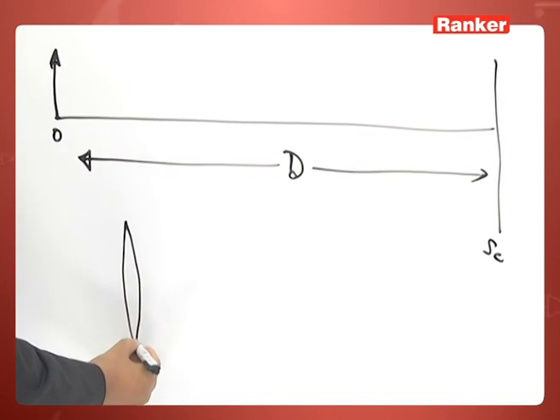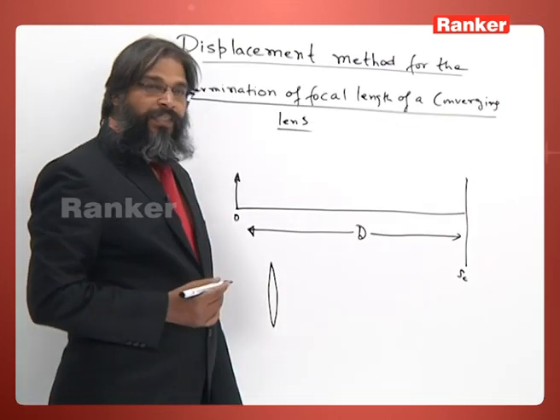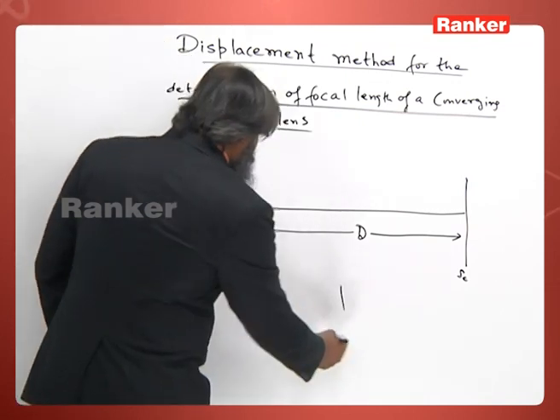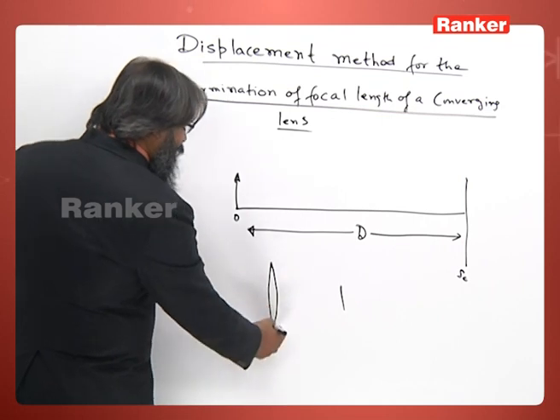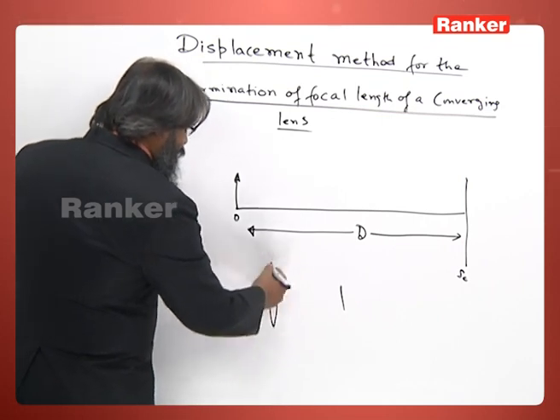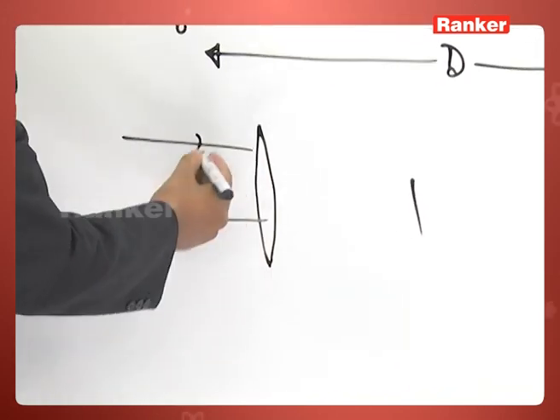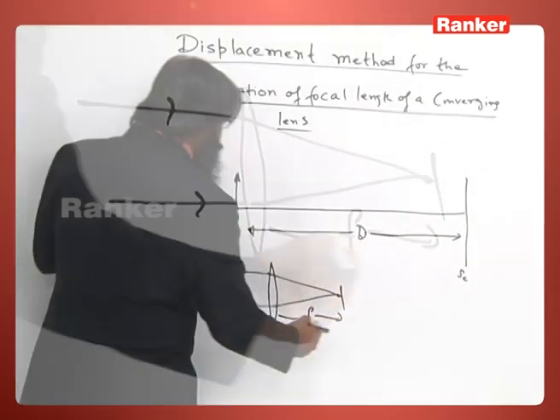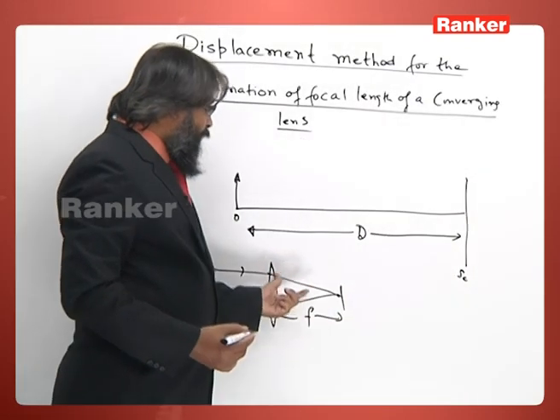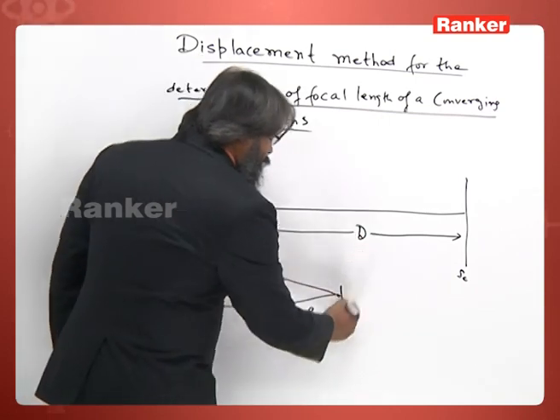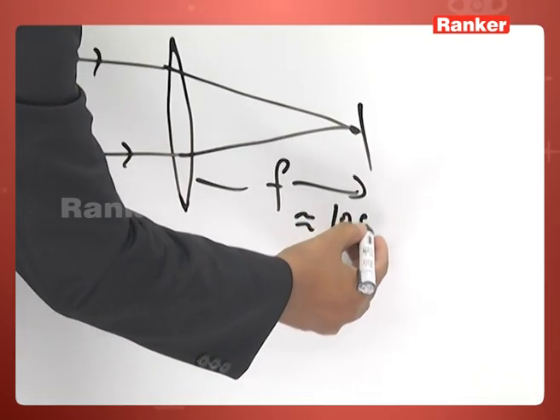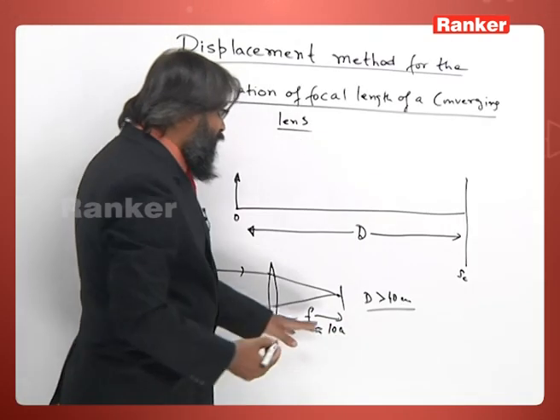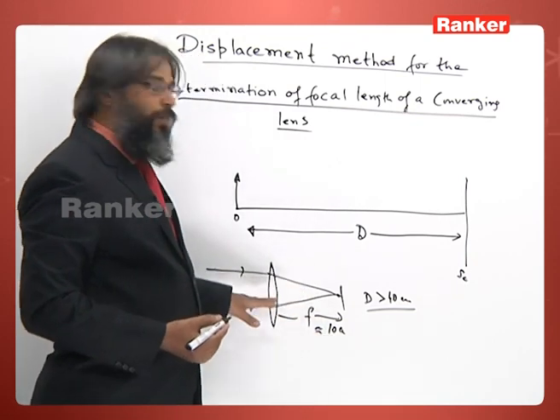A converging lens is given to us. This converging lens, we can estimate its focal length by placing a screen here and placing a light source. If we bring this lens close to the window where light is coming, we will see where these rays are focused. So, we get an estimate of this focal length. So, we should keep this D. Suppose this estimated value I got is 10 centimeter. So, my D should be greater than 40 centimeter. That means 4 times the estimated length of the focal length.